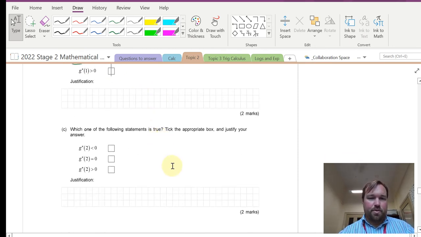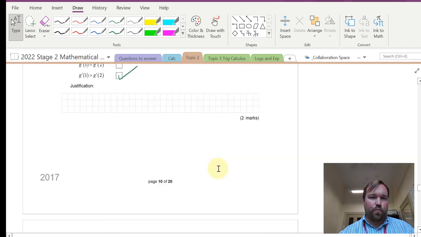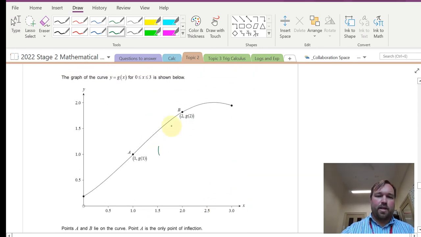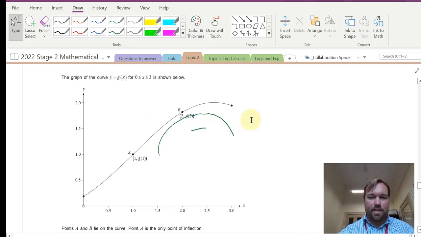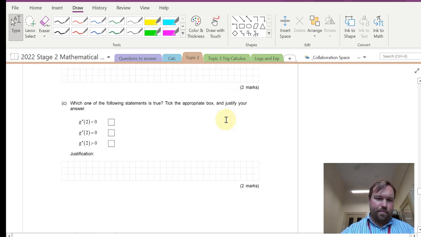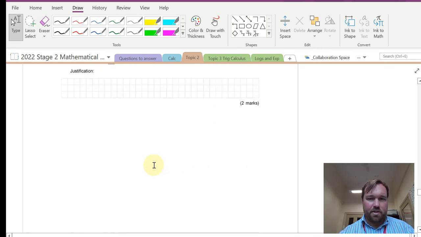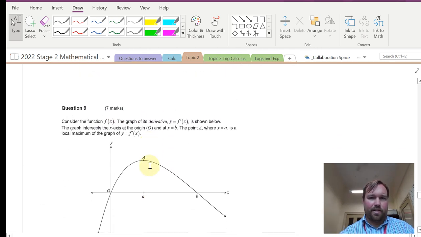Which of the following statements is true? The second derivative of 2. Alright, second derivative of 2, it is concave, so that means the second derivative is negative. Concave, second derivative, negative. There's justification. That is a weird exam question. Alright.